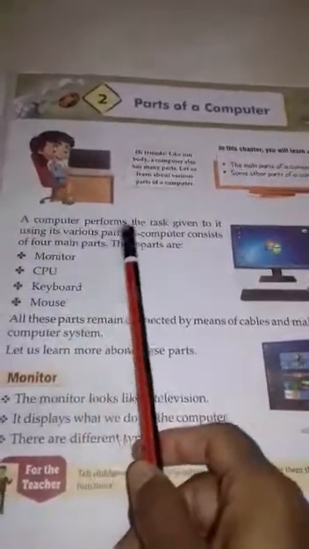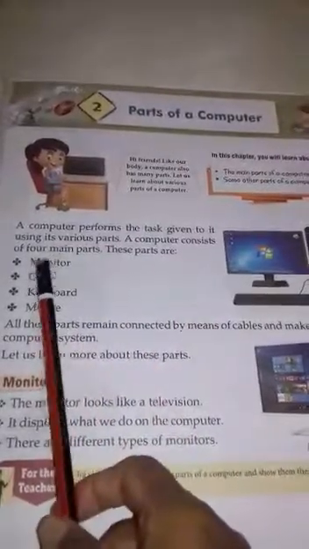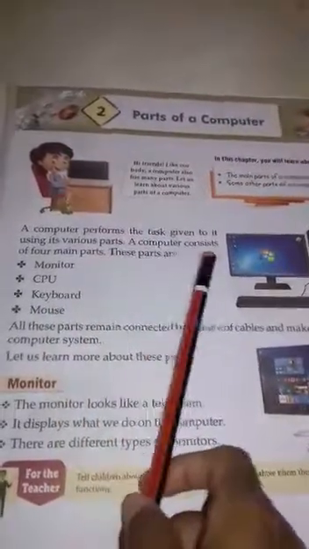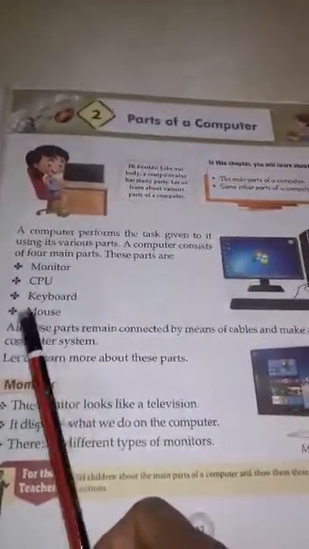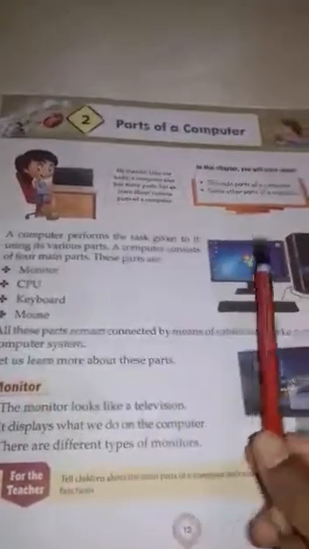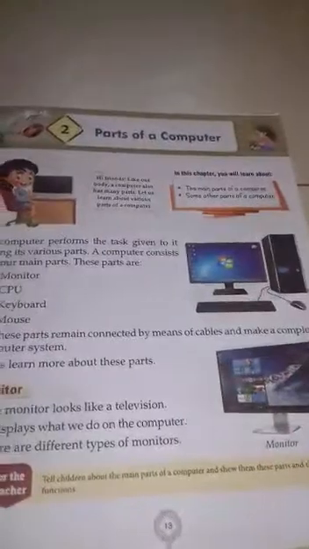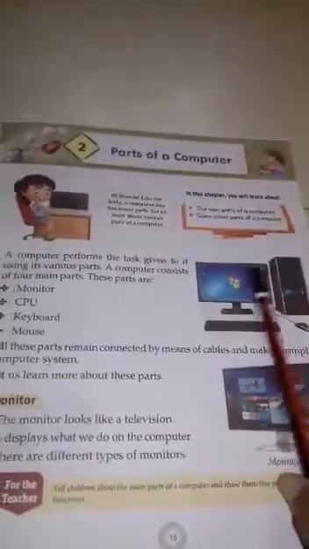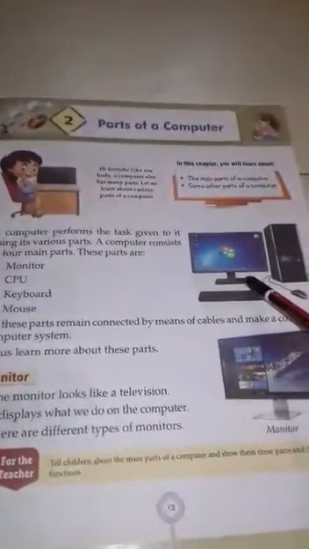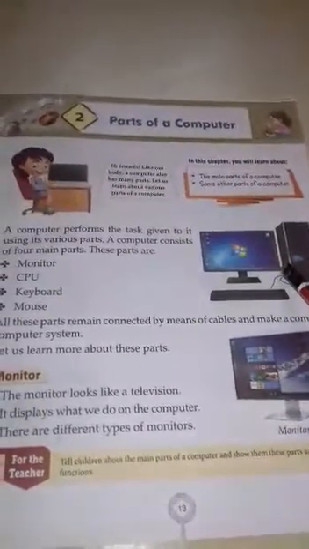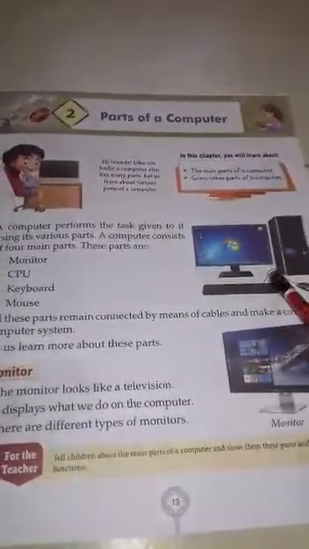A computer performs the task given to it using its various parts. A computer consists of four main parts. These parts are monitor, CPU, keyboard and mouse. Children, as we know, only a monitor or only a CPU or only a keyboard or only a mouse cannot work. We need all these things together to work with a computer.